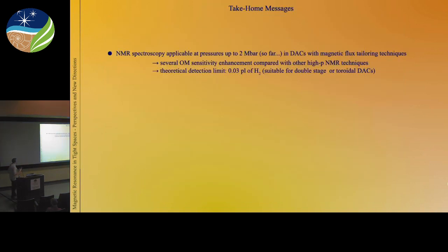I have basically 3 take-home messages for you. So doing NMR in the diamond cell is actually not magic at all. We can do that up to 200 GPa by now. And there is actually a theoretical prediction from the KIT group that the theoretical detection limit is in the order of 0.03 picoliters of pure hydrogen. That is a sample volume which we typically have at double-stage or toroidal diamond anvil cells. This is something we should really keep in mind for future experiments.